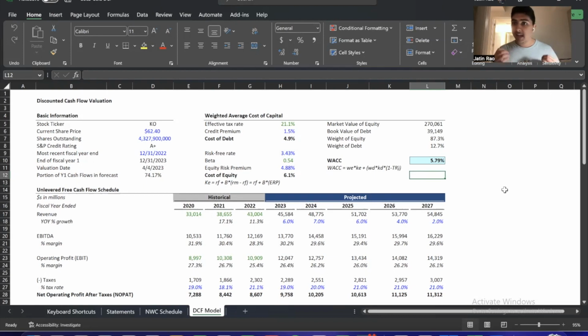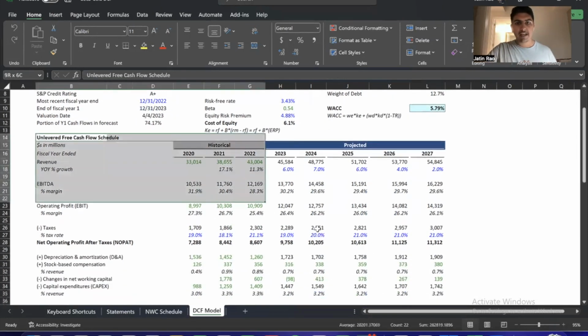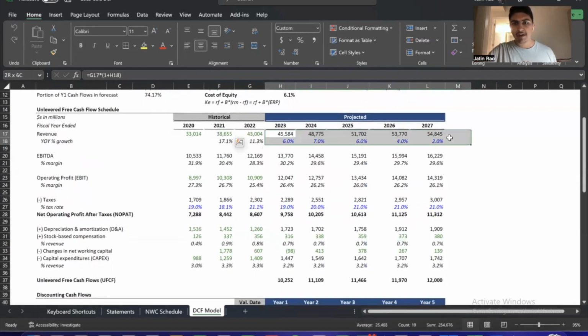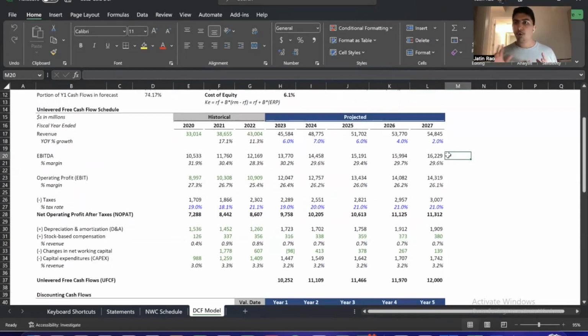So at the end of last session, which was yesterday, because I'm recording this on April 4th, we finished the unlevered free cash flow schedule. There are a lot of parts to it, but it's pretty simple if you look at it at a 30,000 foot level. You have historical and projected numbers, and your whole goal is to get from revenue to unlevered free cash flow. Let me do a quick overview of the model as we have put it in, and then we will continue on.